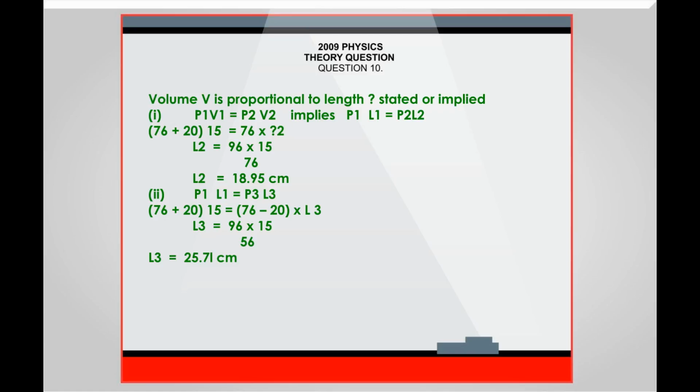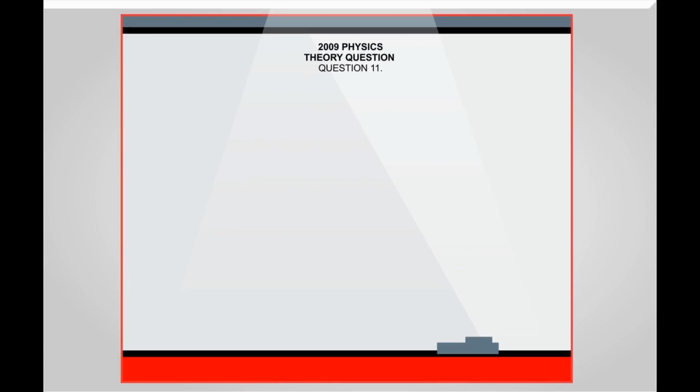II. P1L1 equals P3L3. In parentheses, 76 plus 20, times 15 equals 76 minus 20, times L3. L3 equals 96 times 15 all over 56. L3 equals 25.71 centimeters. Question 11. State two differences between a sound wave and a radio wave.